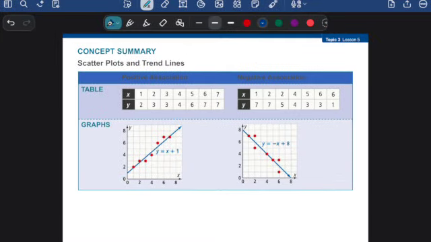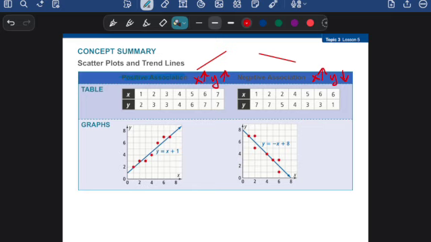So that's our concept summary for scatter plots and trend lines. Remember, positive association is when both are going up. So x is going up and y is going up as well. Negative association is when x increases and then y is decreasing. We have a negative slope. Okay, so our trend line would be positive for a positive association, and our negative association will have a negative slope. And representing our graphs, that trend line will cut the data points in half with approximately the same amount of data points above the trend line as below.